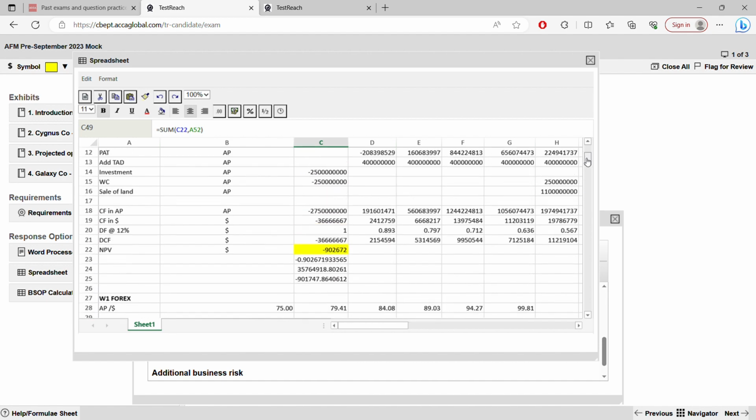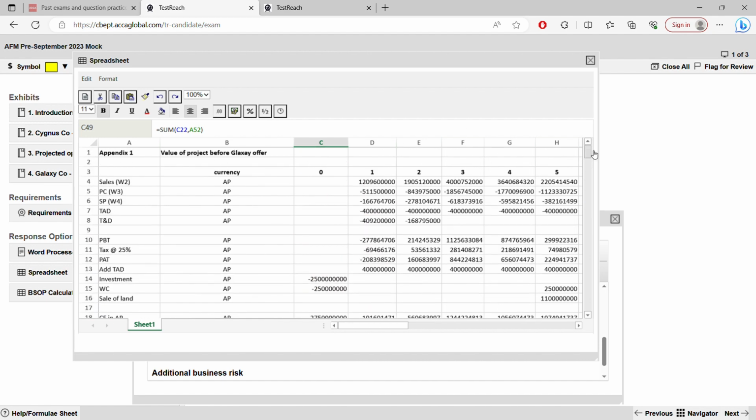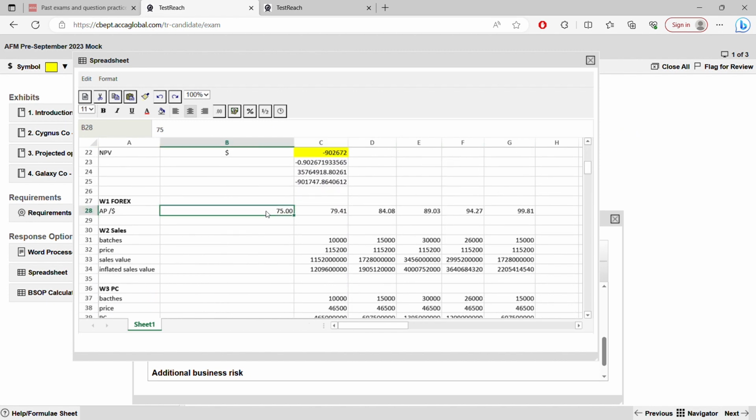1 mark is for this working. Wait a minute. Where is working? Yes, 1 mark is for this, for predicting your exchange rate. You see, 1 mark only. That means the first time you put this, you need to be correct.